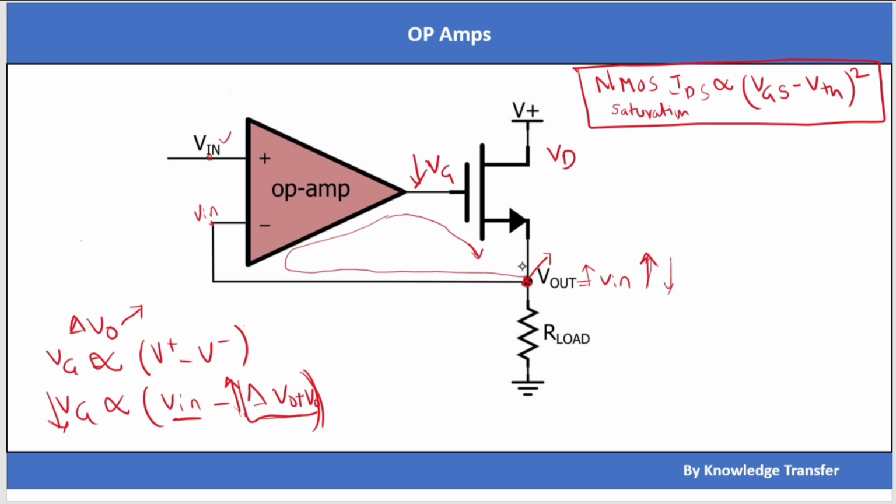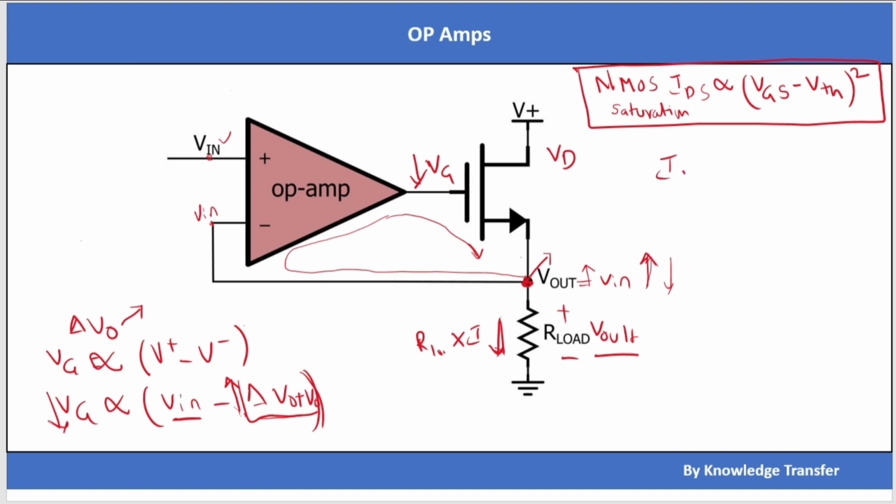If Vg is reducing, what will happen to this node voltage? This node voltage is proportional to the current flowing through this resistor, that is I times R load. That will be this node voltage, that is V out. Let's find the current flowing through this resistor, and we need to know that this MOSFET is in saturation and not in the linear region. Let's assume that and proceed.